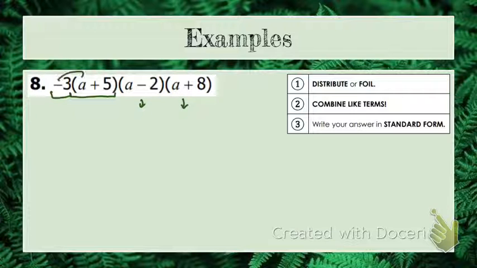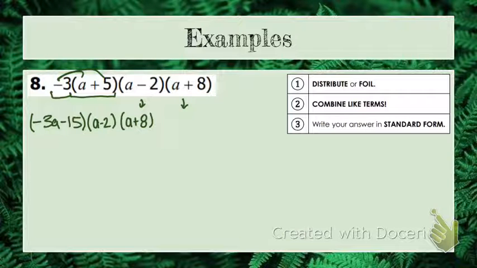So -3 times A is -3A. -3 times 5 is -15. And this has to stay in parentheses because the product of these gets multiplied by all of this. Okay, so we can't take that out of parentheses. The whole thing gets multiplied by the rest of it. So we'll bring down our A minus 2 and our A plus 8.